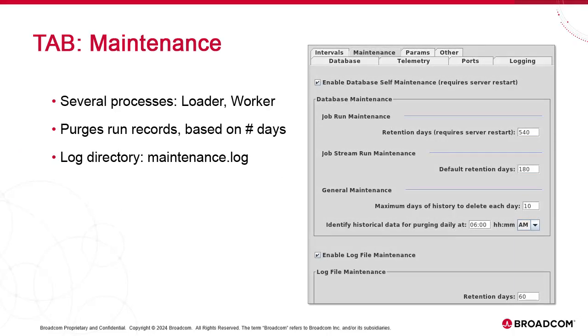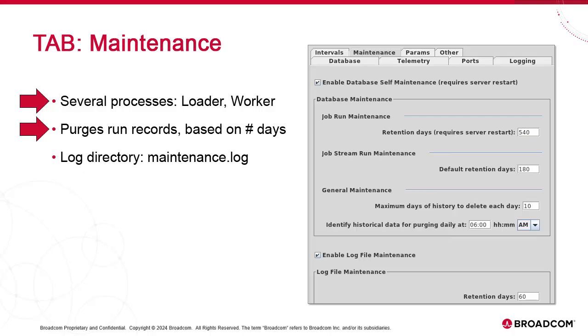The AAI database requires automated maintenance, which can be set in the config tool. There are two active processes for maintenance, the loader and the worker. The loader runs calculations and identifies what needs to be purged based on these config tool settings. The worker does the purging. Maintenance is done based on the number of days. AAI imports job run data from the scheduler and accumulates job stream run data dynamically each time a job stream runs, which matches a job run. Typically, we'll keep more records for scheduled job runs and fewer job stream runs.